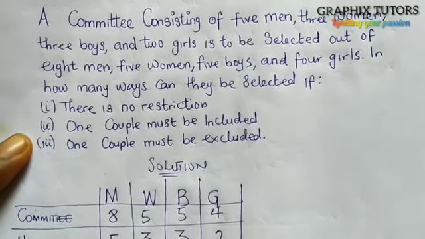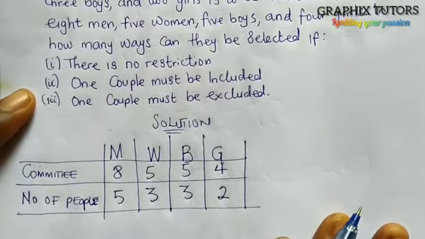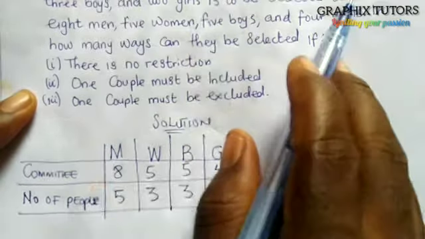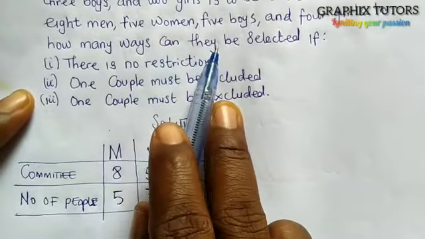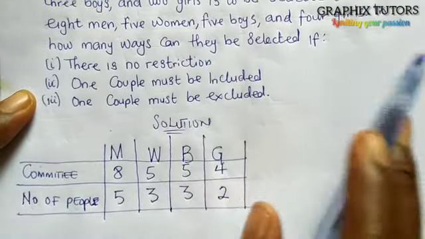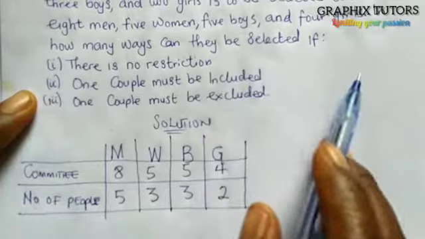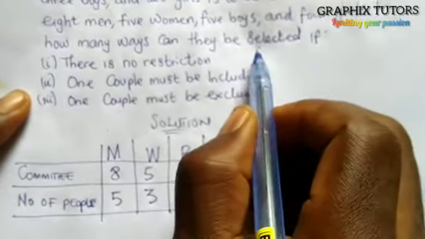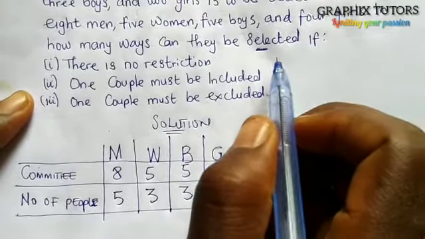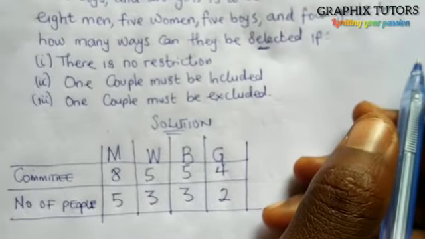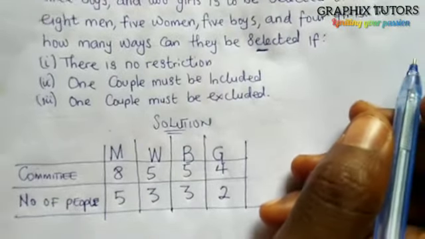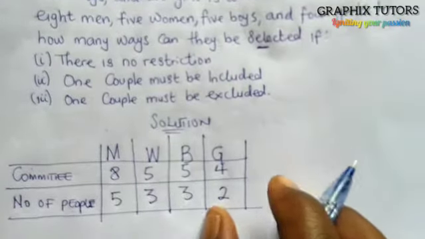So now, the next thing you do is, the first question is, in how many ways can they be selected, right? If there's no restriction. Now the key word there is what? Selection, selected. When you say that word selected, it means you are dealing with what? Combination, right? So let's see how that goes.